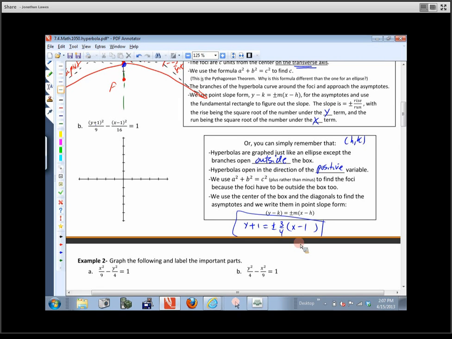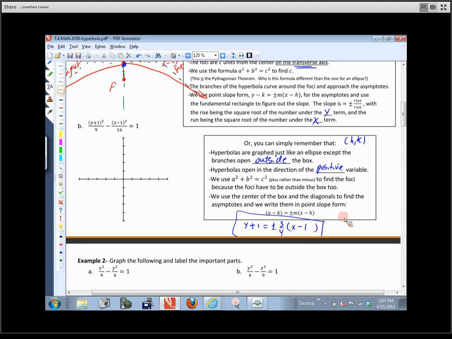Again, grab this same expression right here. Y minus k is going to be y plus 1 in this case. Grab this expression right here. X minus h is going to be x minus 1 in this case. And then all you have to do is put a plus or minus, square root of the number underneath the y on top, square root of the number underneath the x on the bottom. For some reason, people struggle with that. Hopefully that's pretty easy. Are there any questions?